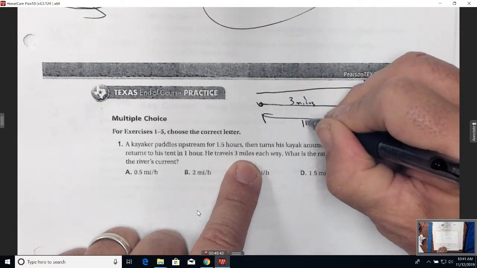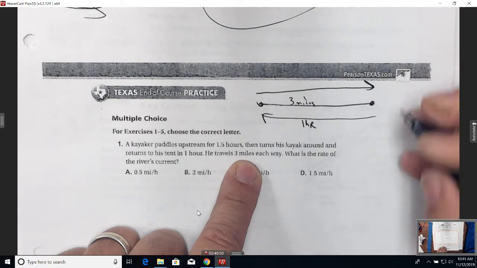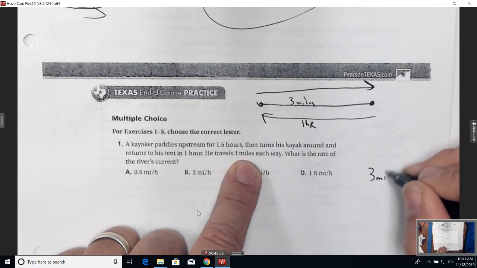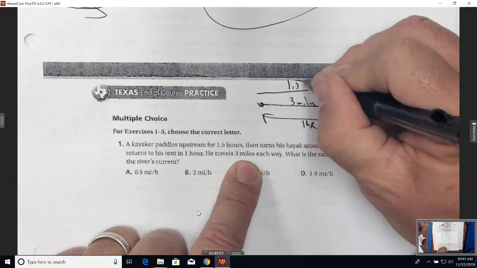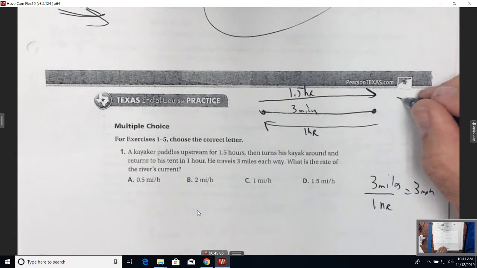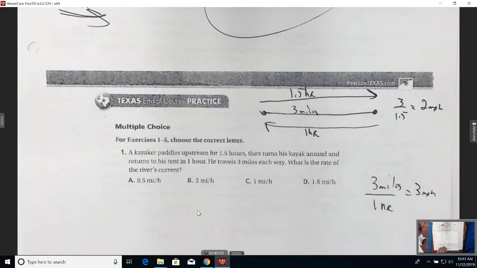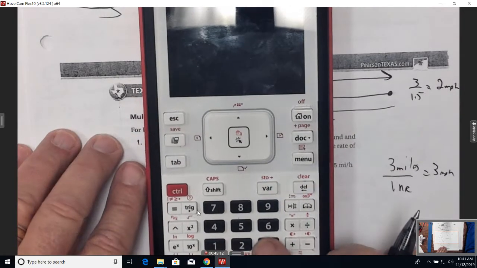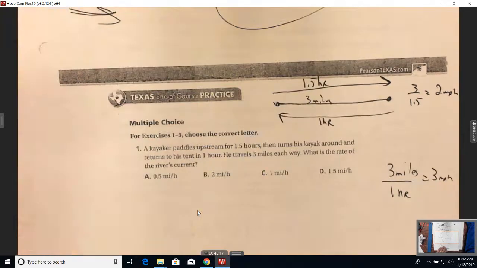Going downstream, it took him 1 hour. What's his speed? Speed is distance over time. He went 3 miles in what? 1 hour. That is 3 miles per hour. Well, this one took him 1.5 hours to go 3 miles. What's his speed there? Distance divided by time. 3 divided by 1.5 would be 2 miles per hour. Isn't it? Let's see if that's right before we go. 3 divided by 1.5 is 2. Look.